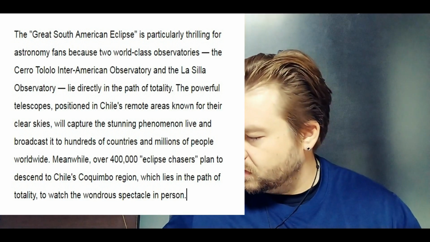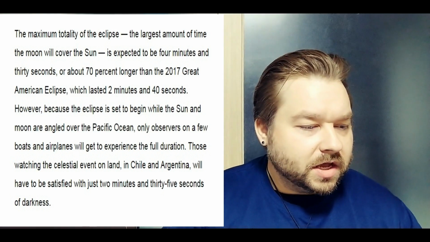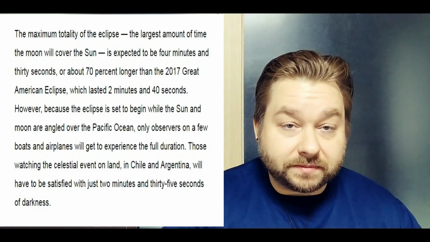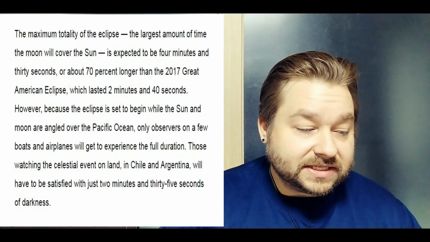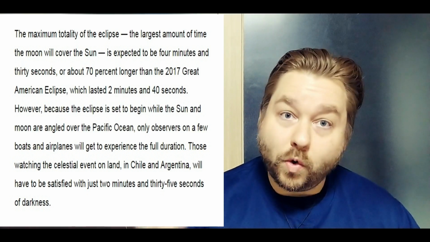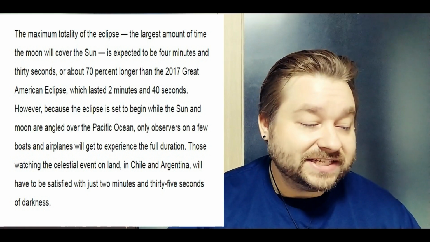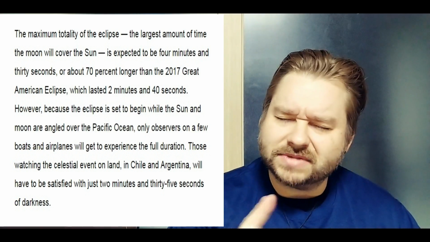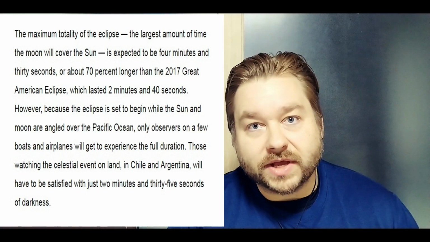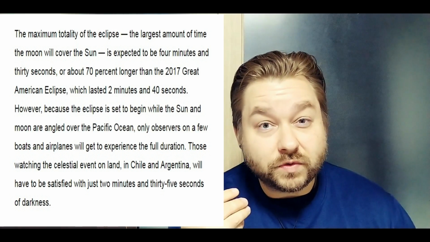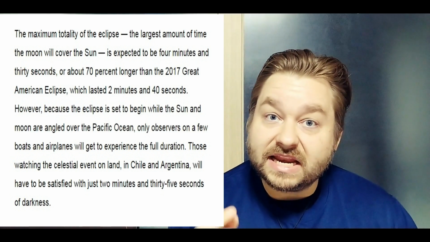Let's keep going. We're on the back of this page, so we should have a new picture up here. The maximum totality of the eclipse, the largest amount of time the moon will cover the sun, is expected to be 4 minutes and 30 seconds, or about 70% longer than the 2017 Great American Eclipse. That didn't feel good. I even made a mistake. If you make a mistake, go back, okay? It's completely normal, even for someone who's a native speaker. It just doesn't feel right. So you have to go back and find that natural break.